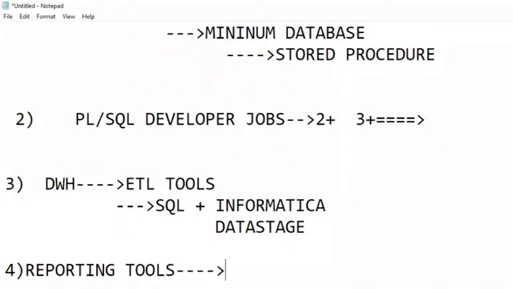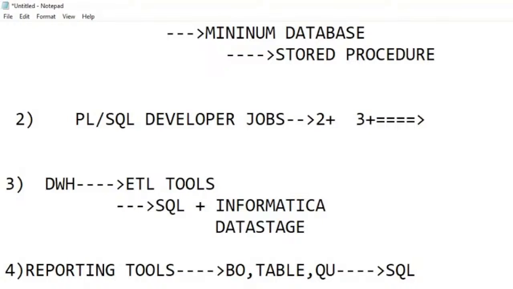Suppose in Oracle-related tools, BOS, OBI. Nowadays these types of tools are there, like Tableau, QlikView. So this is an easy way to get a job, and minimum basic SQL knowledge is required. Those persons also are learning these courses only.